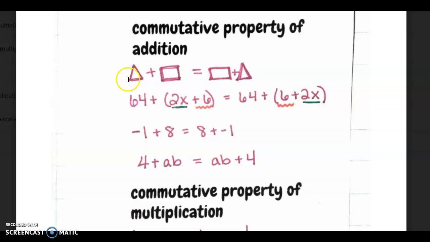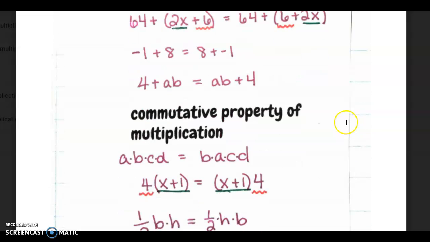Some examples here, commutative property of addition. You can show this in symbols. Sometimes you'll see that part of the expression is not changed. So in this case, 64 plus the quantity 2x plus 6 is equal to 64 plus the quantity 6 plus 2x. You see there's commutative property of addition happening. So we switch the 6 and the 2x. Those two terms get switched there. And then here's some other examples as well. 4 plus AB is equal to AB plus 4. Sure, you can come up with your own examples as well.